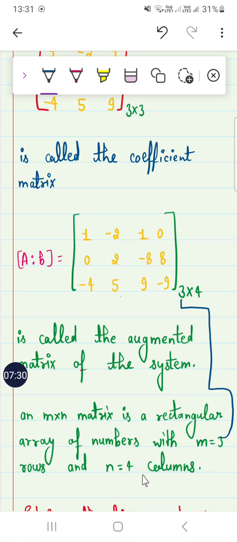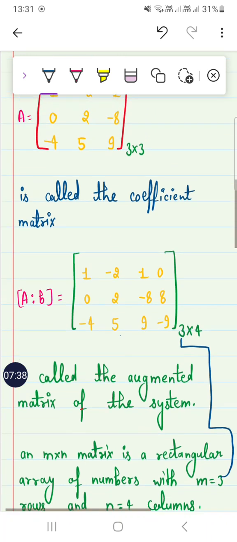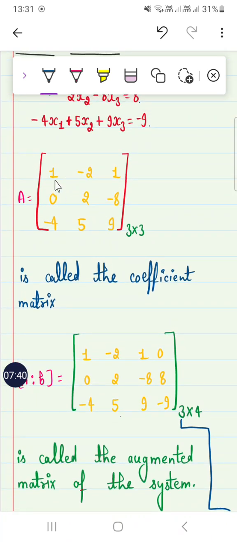So N equals 4 is defined as the number of columns, and we always write the number of rows first and then the number of columns, right? In this matrix, the number of rows is 3 and the number of columns is also 3. So this is written as M cross N, which is 3 cross 3, where M represents the number of rows and N represents the number of columns in the matrix.